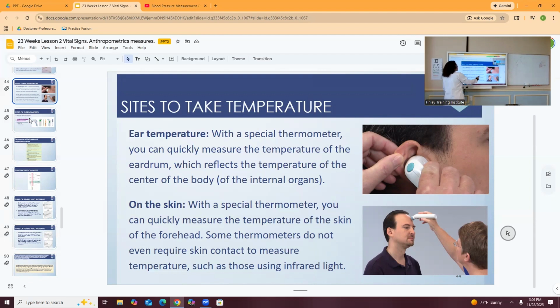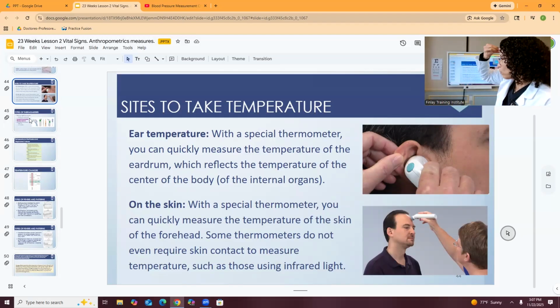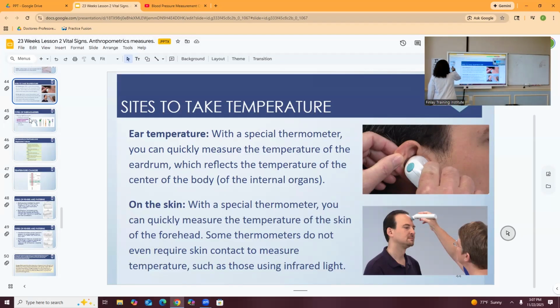If we do it on the skin, then we're going to use this kind of thermometer. You don't have to put it close to the forehead, or tap it in there. You just have to be a few millimeters, or 1 or 2 centimeters, from the forehead so it can take the temperature.